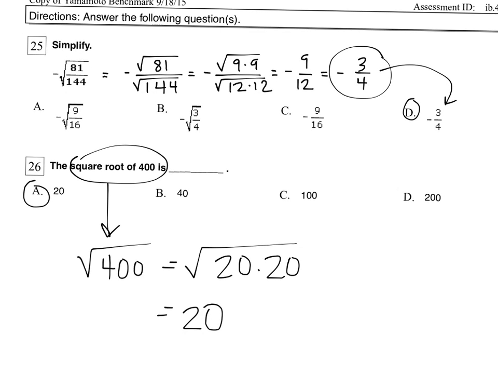Number 26, the square root of 400 is, so the square root of 400 can be written underneath here as you see with the radical sign. I have to think of 2 identical factors that multiply together to give me 400, and that number is going to be 20. 20 times 20 will give me 400. So the square root of 400 is going to be 20.